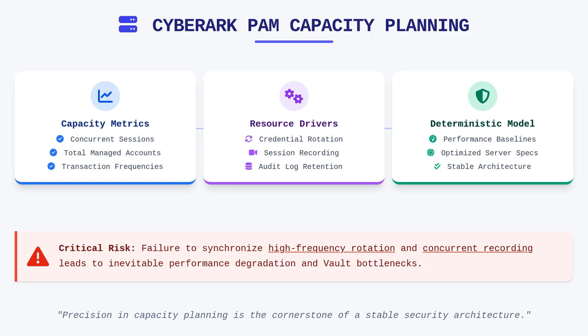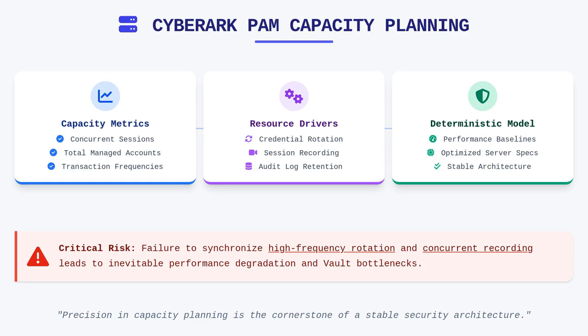To begin, we must formulate detailed capacity metrics that account for the reality of concurrent session volumes and the total number of managed accounts. You need to consider transaction frequencies for both automatic password management and active privilege sessions, as these drive the underlying resource utilization. Retention criteria are equally important here because the duration for which audit logs and recordings are stored directly dictates the cold storage growth rate. By mapping these activities to a timeline, you can establish performance baselines that prevent your vault from becoming a bottleneck during peak operational hours.